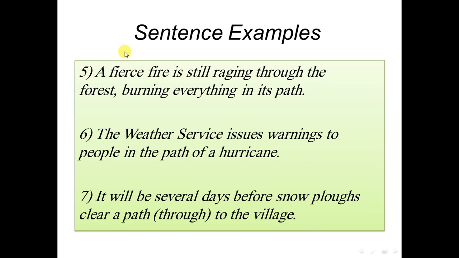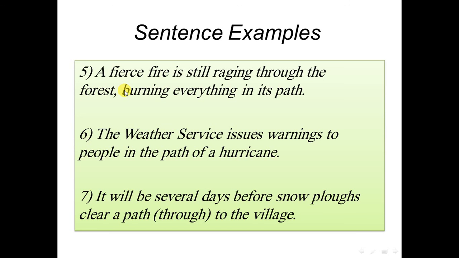More examples to look at. Number five, a furious fire is still raging through the forest, burning everything in its path. As I have told you, path can be used as the direction of something that's moving. So with the fire, there's a fire going through the forest.